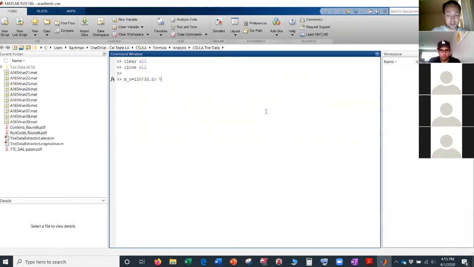Also, I'll say this is 120 pounds force. Usually I like to say what the units are, so this is in slugs. So for Baja, it's 120 pounds force, and for formula, maybe it's like 140.